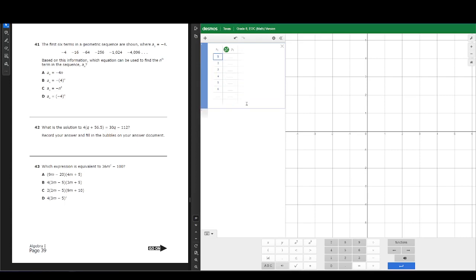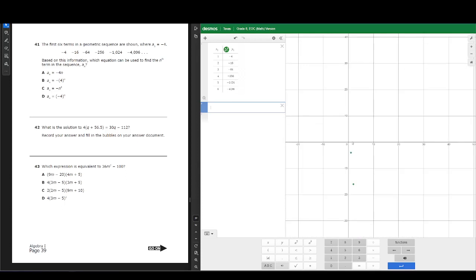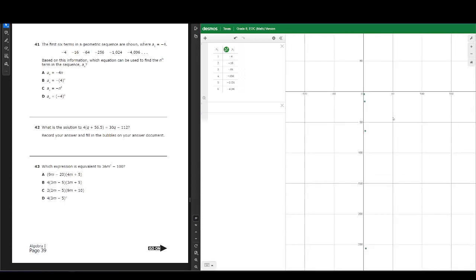So we have 1 through 6 for x, and then our y values are the items in the series, the terms. So we have -16, -256, -1024, -4096. Okay, so we have this data, and we can try these things out and see which one fits the dots. So there's dots.